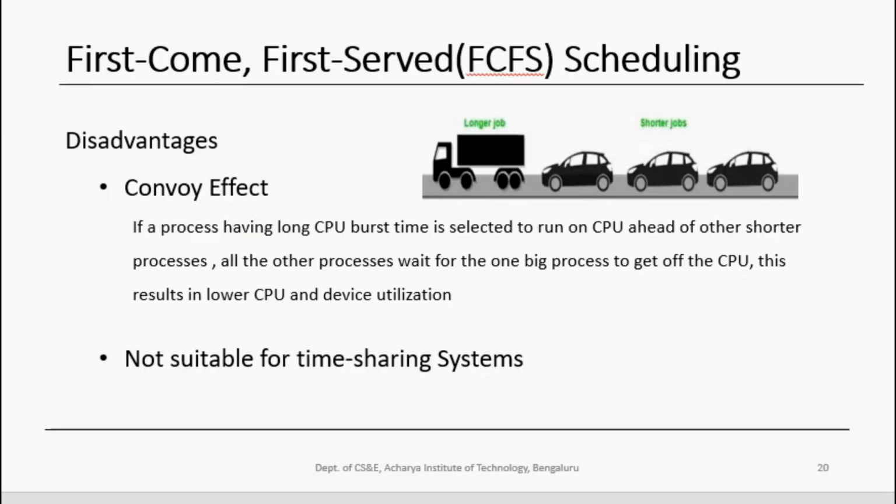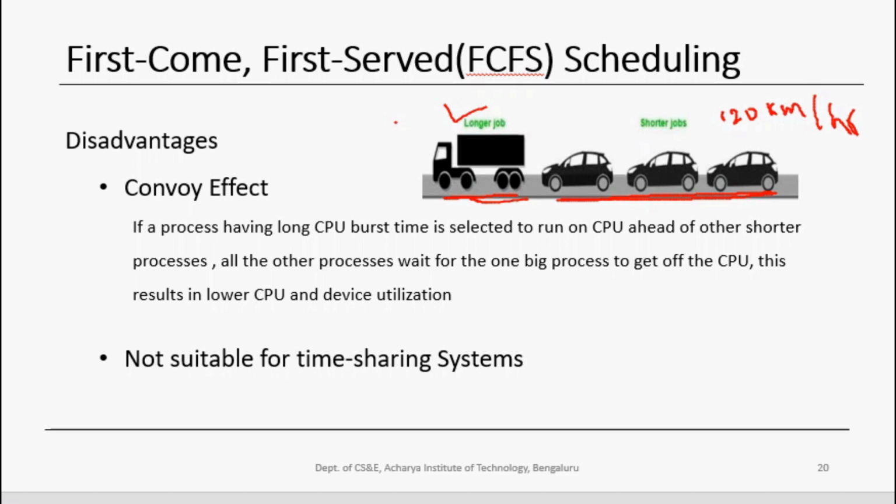There is something like this. There are cars which are capable of going at the rate of, let us say, 120 kilometers per hour. But because of this big truck which is going ahead of these cars and is going slowly, all these cars are supposed to wait. So that means we are underutilizing the capacity of these cars. So this picture gives us a clear understanding of what the convoy effect is.